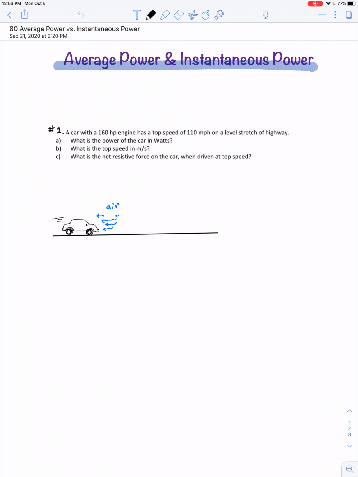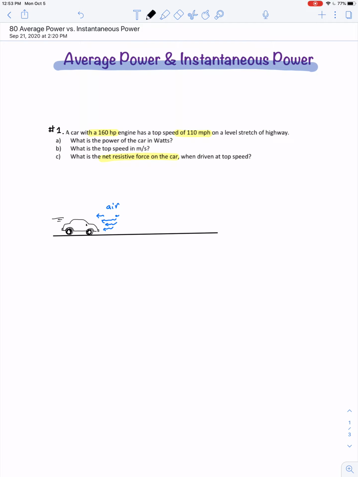Here are a couple problems to practice and illustrate the difference between making calculations of average power and instantaneous power. The first problem involves a calculation of instantaneous power. We're told that there's a car with a 160 horsepower engine, travels with a top speed of 110 miles per hour, and we need to determine how much is the net resistive force acting on the car.